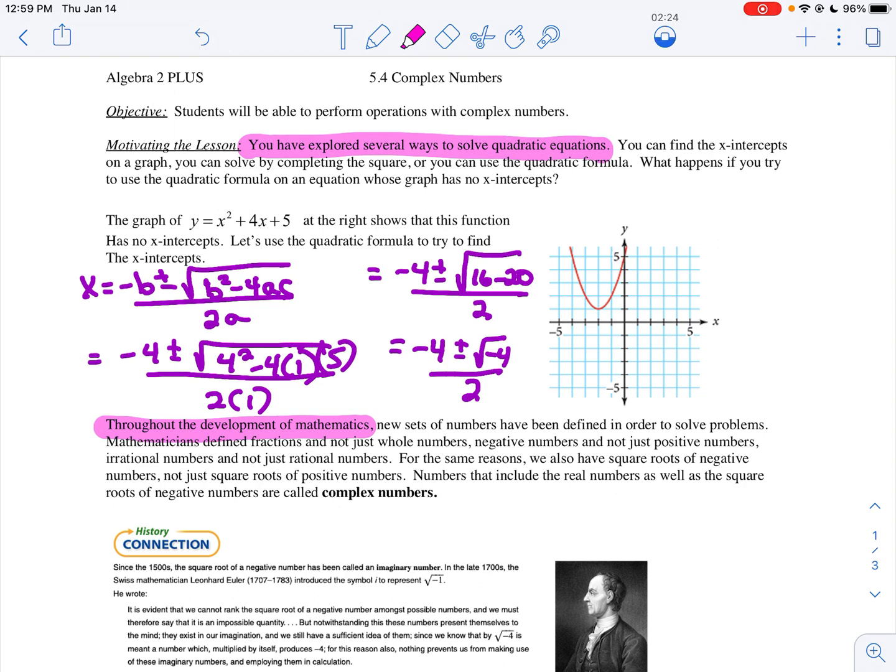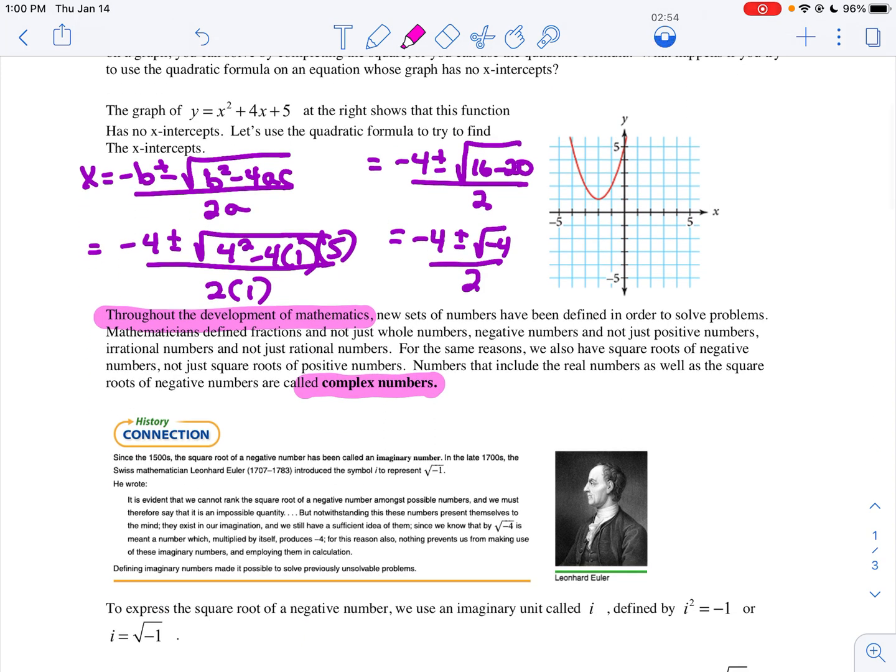Mathematicians defined fractions and not just whole numbers. Then they did negative numbers and not just positive numbers. They did irrational numbers and not just rational, like square root 3. For the same reasons, we also have square roots of negative numbers, not just square roots of positive numbers. Numbers that include the real numbers as well as the square roots of negative numbers are called complex numbers.